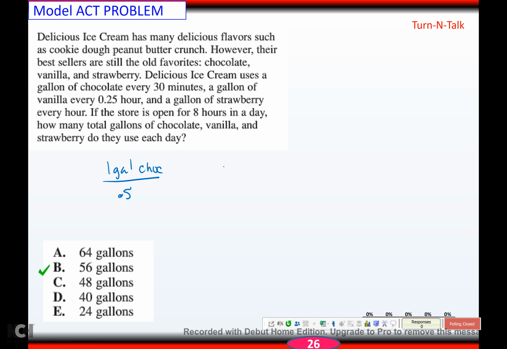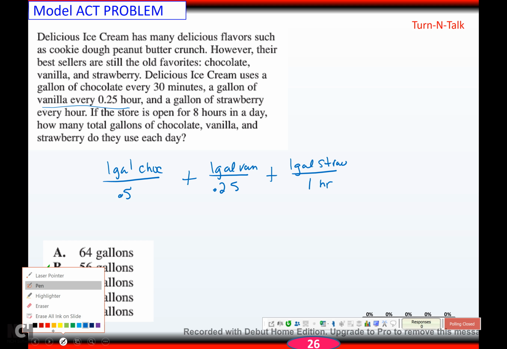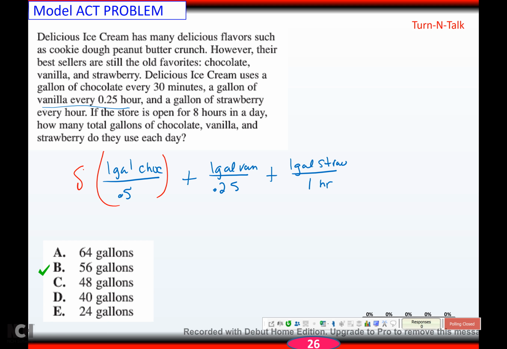Okay, then he goes through a gallon of vanilla every quarter of an hour, and a gallon of strawberry every hour. Okay? So it says if the store is open for 8 hours a day, how many total gallons of chocolate and vanilla and strawberry does he need? Well, to get the total for 8 hours, I need to multiply each of these by 8.